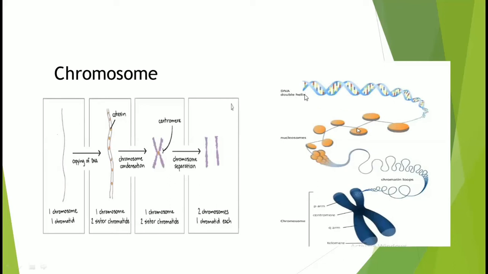This is the single chromatid part, and these chromatids are combined together. The whole structure is called a chromosome. These are combined to each other, and the structure looks like this. Now we come to the first type of cell division, that is mitosis.